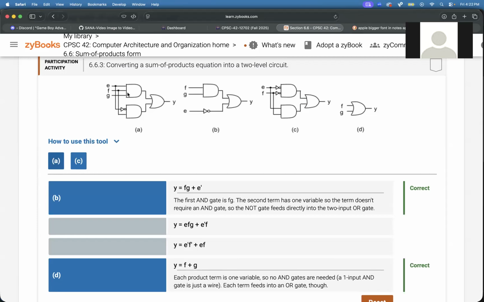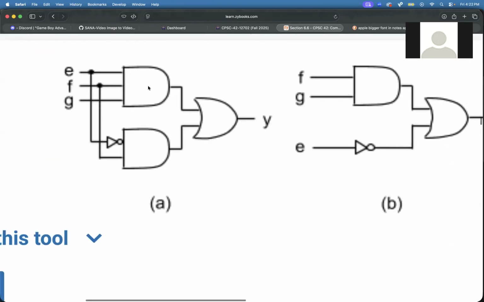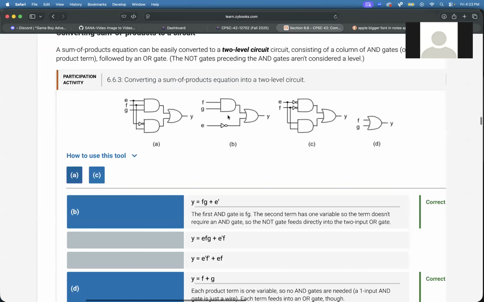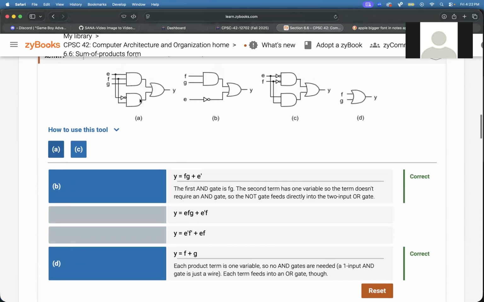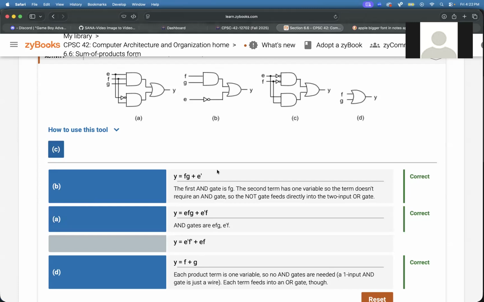If we look at, let's say A, this is an AND and we have E, F, G all going to an AND. So it must be this one. So that was A. A must be this one because it has an EFG. And by the process of elimination, C must be this one.